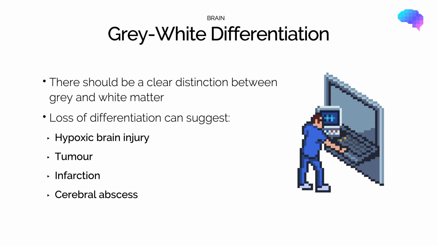So when the brain itself is damaged, we get loss of what is called the grey-white differentiation. On CT scans you should be able to see a subtle difference between grey and white matter, and if there is a loss of this, it can indicate a number of things. So it may indicate hypoxia, there may be a loss of grey-white differentiation around a tumour or an area of infarction, or even in rarer cases a cerebral abscess, which we'll go through a little bit later on.